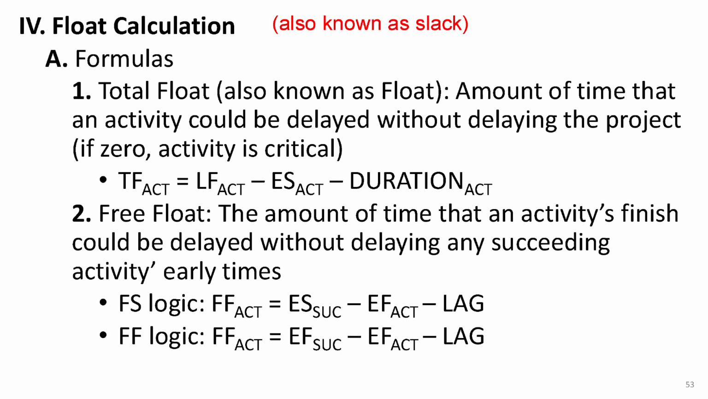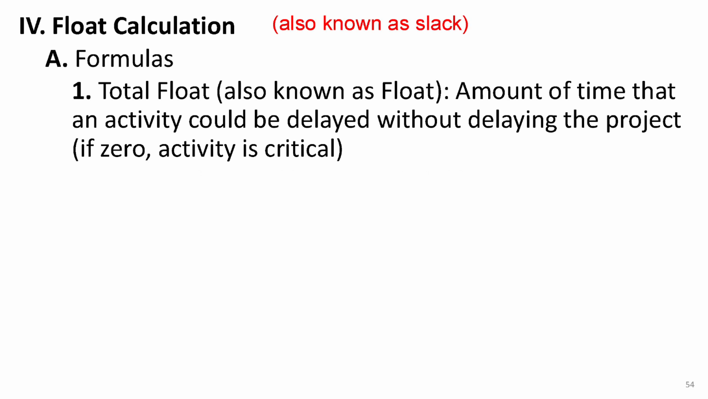There are different types of float, and one of them is total float, which we can simply call float in this class. Total float is the amount of time you can delay an activity without delaying the project. If the total float is 0, that means the activity is critical, meaning it has no flexibility, so you must not delay it, or else the project will be delayed.